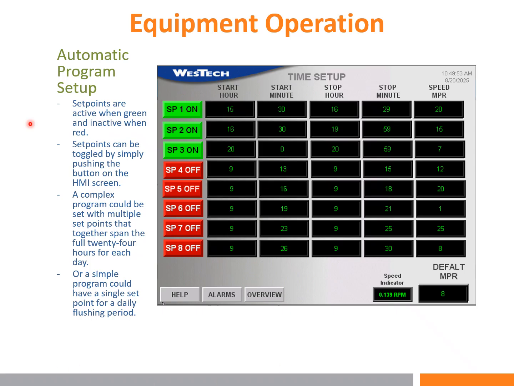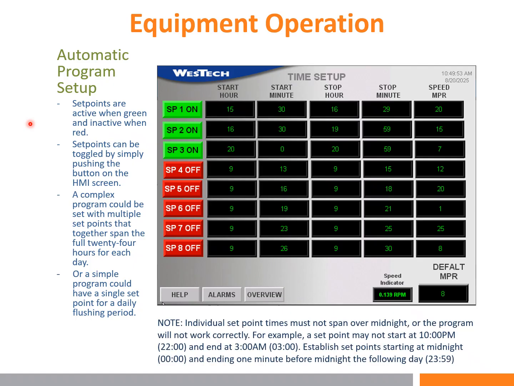It's also important to note that you cannot have set point times that span over midnight, so it won't work correctly. So if you've got to span over midnight, you'll have to do 2 set points. So for example, if you had to run it from 10 p.m. to 3 a.m., you'd have to do two set points. One set point would be from 10 p.m. to midnight, and the other set point would be from midnight to 3 a.m.